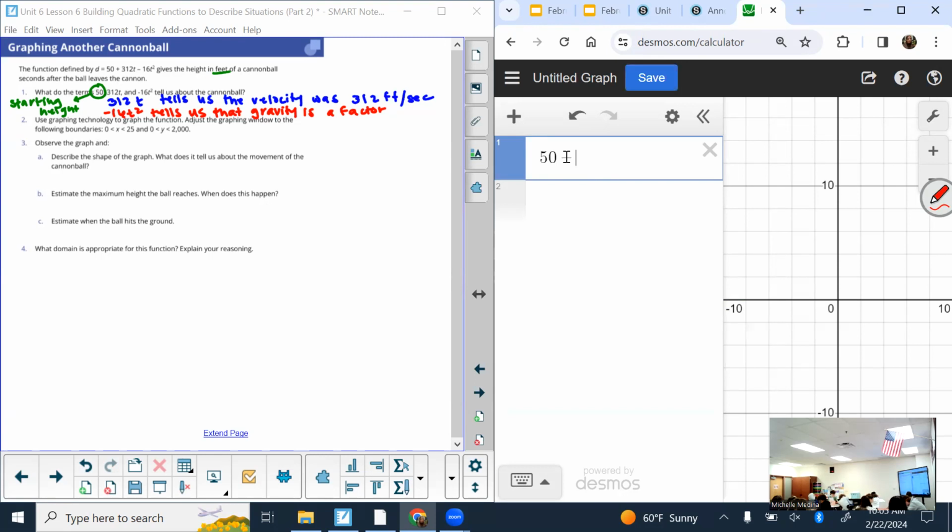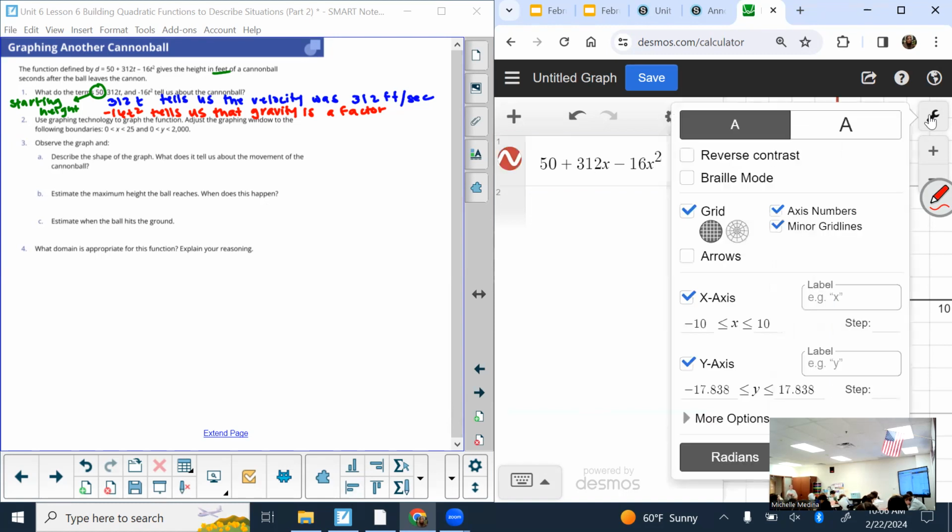So if Desmos is giving you an error when you type it in, consider changing the T's to X's because I would put time on the X-axis anyway. It also says to adjust the window. How do I do that? What do I press? The little wrench. And of course, if you have your own graphing calculator, you can still adjust the window. You just might have to look up how to do that on your calculator.